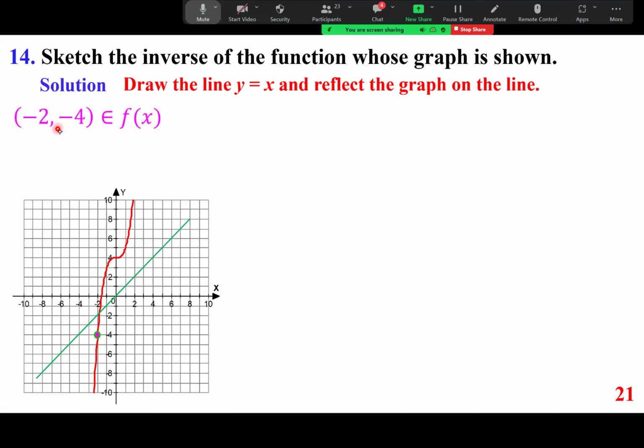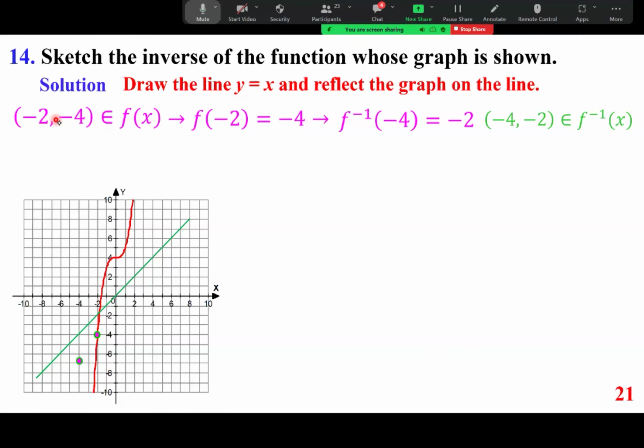To discuss it with details, we write f of -2 is -4. That's the meaning of it, right? By the way, this is read an element of, we've discussed that before. So that means f inverse of -4 is -2, and therefore -4, -2 is an element of f inverse. You can go from here to here. Okay. Let's pick another easy one. So for this point, we get this one.